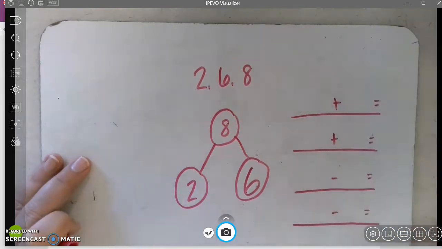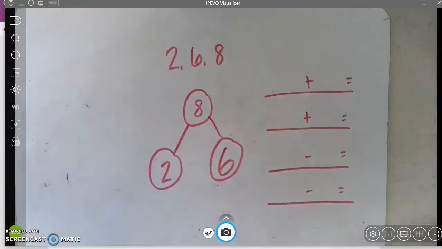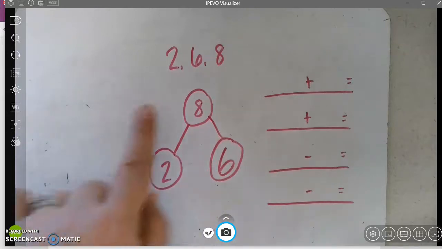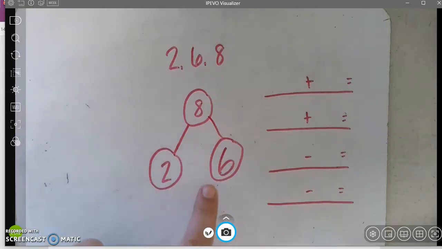Okay, what I want you to do to get your brain warmed up and ready for math is to pause the video and fill in these 4 equations. There's 2 addition equations that you can make using just these 3 numbers. Remember, it's just these 3 numbers. And then there's 2 subtraction equations that you can make using just these 3 numbers as well. So go ahead and get your brain warmed up. All right, is your brain warmed up?